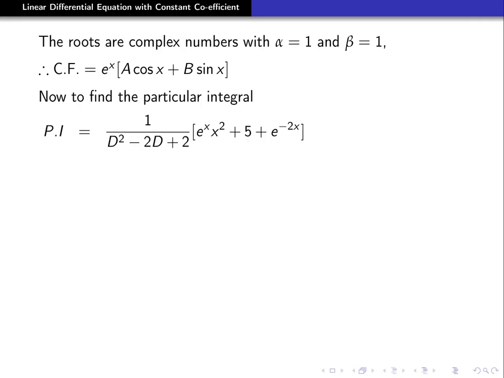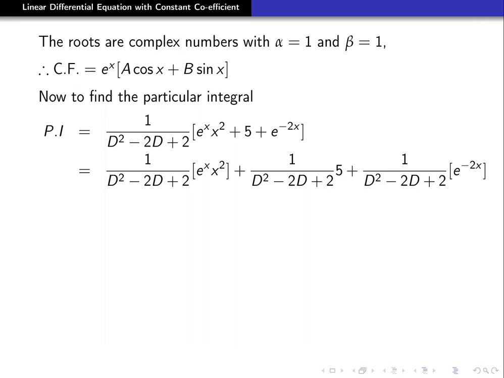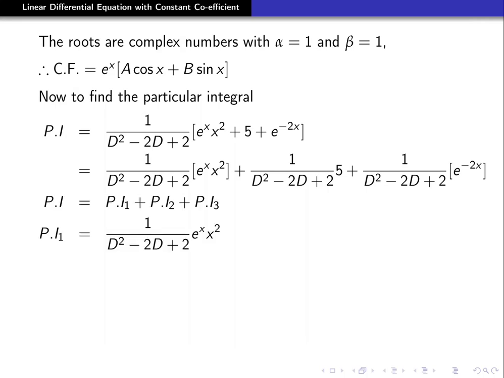Now to find the particular integral, 1 by f of D into R of x, we split it into three terms: particular integral 1, particular integral 2 and particular integral 3. First we find the particular integral 1, 1 by f of D into e power x into x square. Since this is type number 5, a product of an exponential term with an algebraic term, bring the exponential in front. At that time we replace D with D plus a. Here a is nothing but 1. Therefore wherever D is there, we replace it with D plus 1.